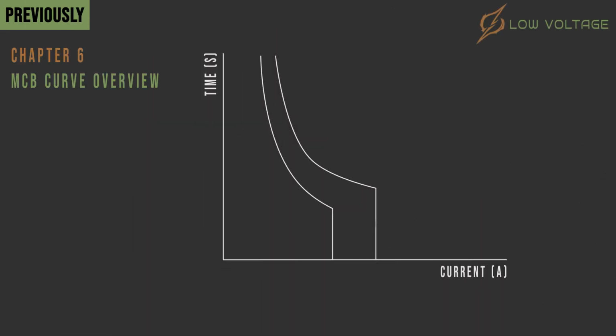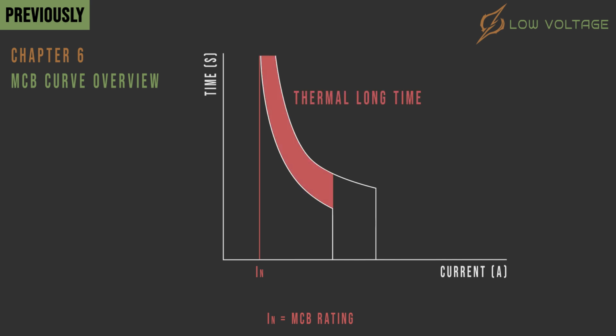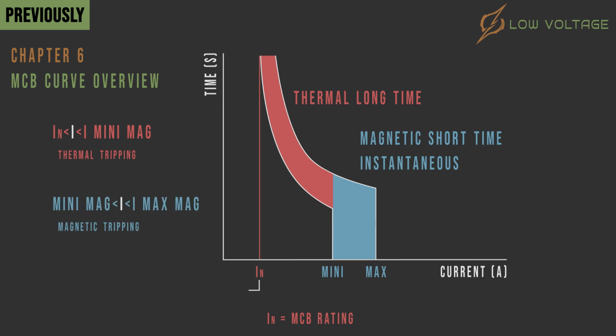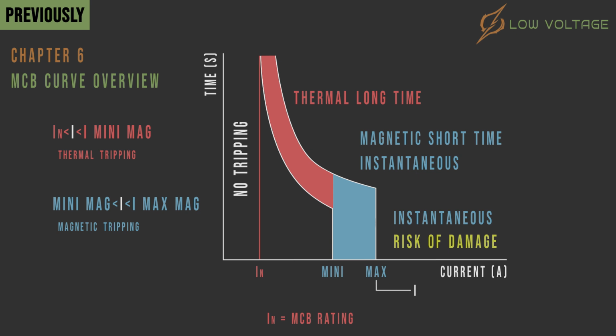Previously in Episode 6, we have learned about MCB curve characteristics and mentioned that IN is the thermal current rating of the MCB, and the MCB curve has two zones. The first zone is for thermal long-time protection, and the second zone is for magnetic short-time instantaneous protection. Current in Zone 1 will force thermal tripping. Current in Zone 2 will force magnetic tripping. Current before Zone 1 will lead to no tripping, and current after Zone 2 will force magnetic tripping but at risk of MCB damage, depending on the intensity of the fault, and how much the MCB can handle high-intensity faults.